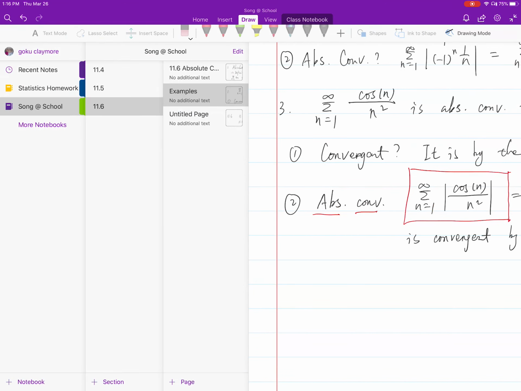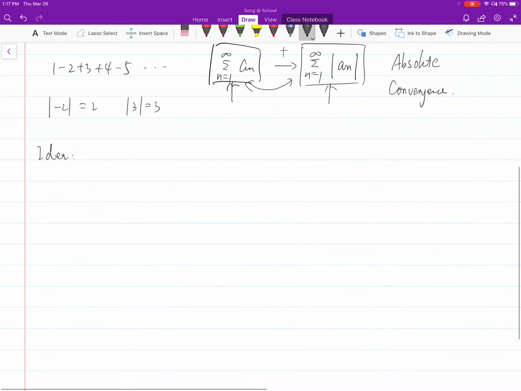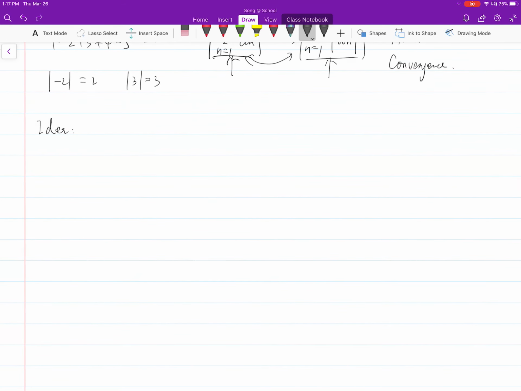Okay, why is it true? It's actually very easy to understand. I will give you two, I won't say proofs, but just ideas. Why is that thing true? Why is it enough to say that this one is convergent before you take the absolute value?